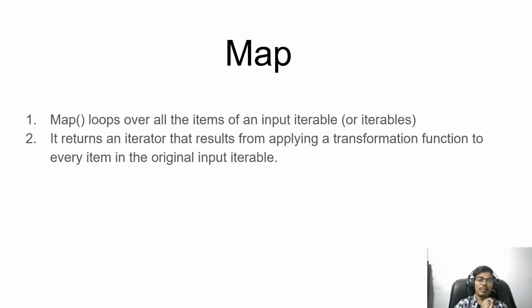Okay, let's talk about map now. As you can read here, it loops over all the items of an input iterable, and it applies the function that is passed to each item of that iterable.